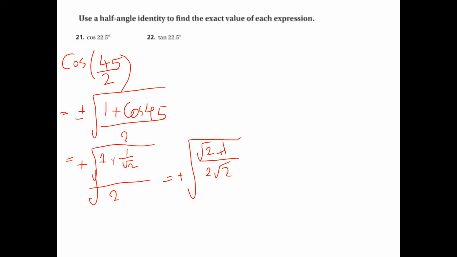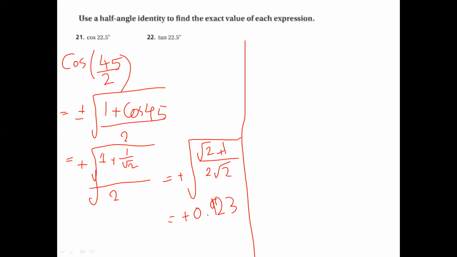It is 0.9, positive 0.923. If you check it as a cosine 22.5, you will find that also it is 0.9238. So that's how we can find cosine 22.5 without using the calculator, using the half angle identity.